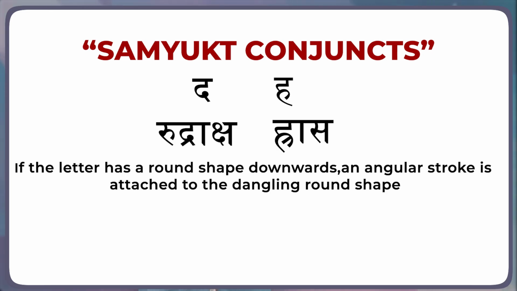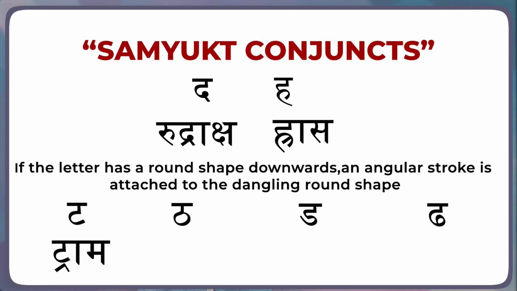If the letter has a round shape downwards, an angular stroke is attached to the dangling round shape. This works with letters like ta, tha, da and dha, as in tram, dram or tra or dra.